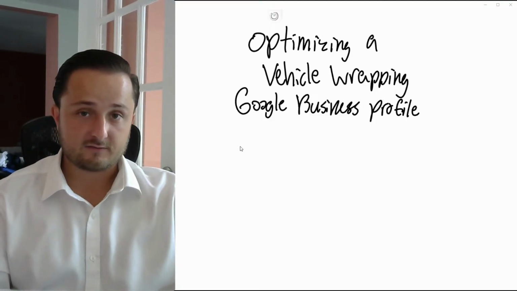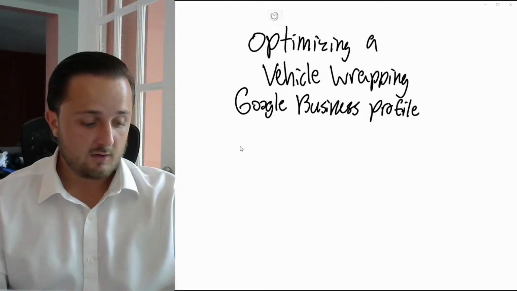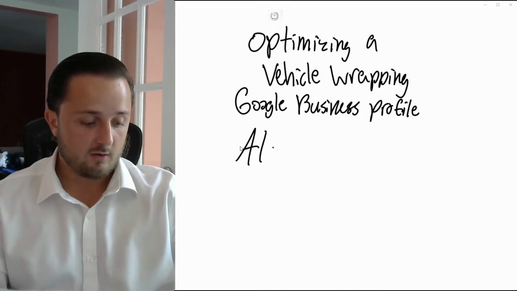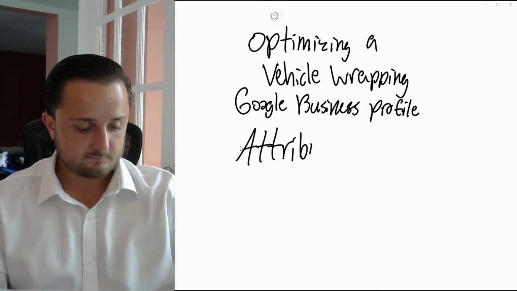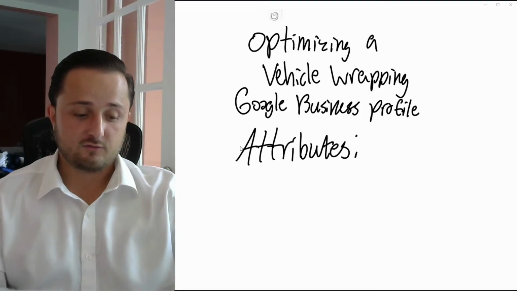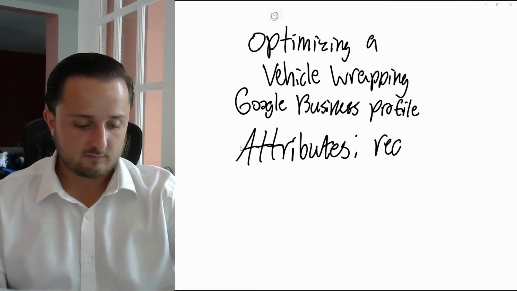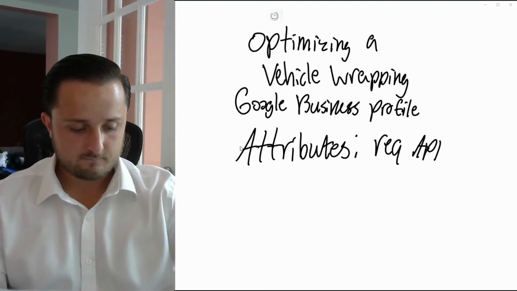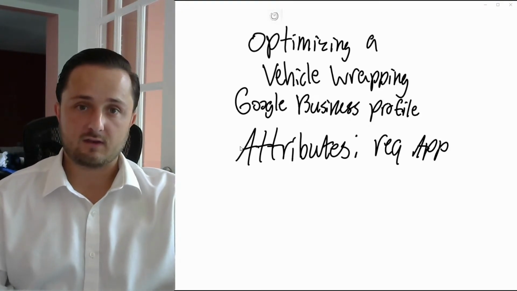So for the rest of optimizing a Google Business Profile, we want to start going through all of the attributes. These are going to be questions. Do you require appointments? If you don't, then hit no. If you do, then hit yes.